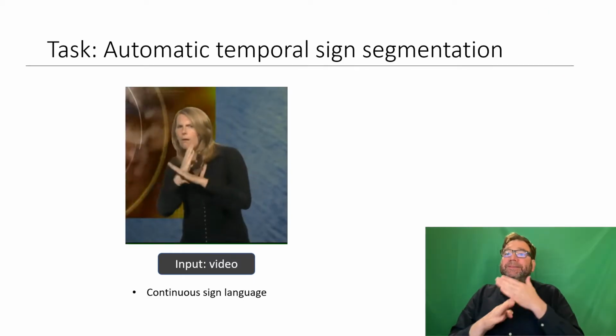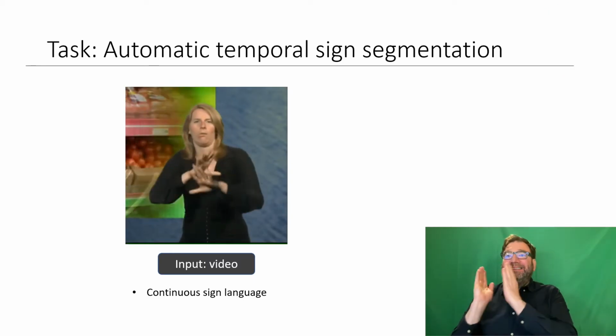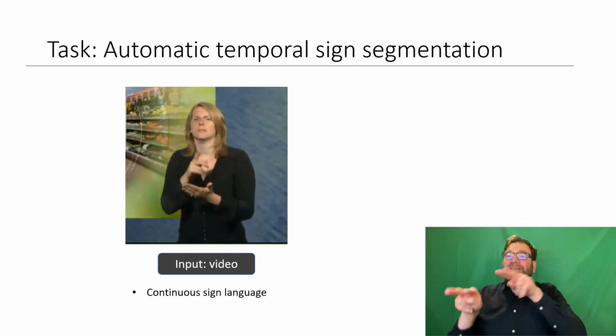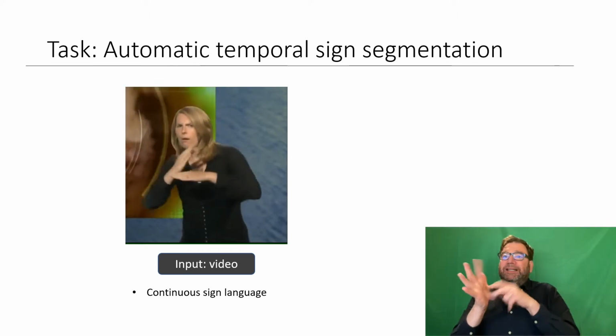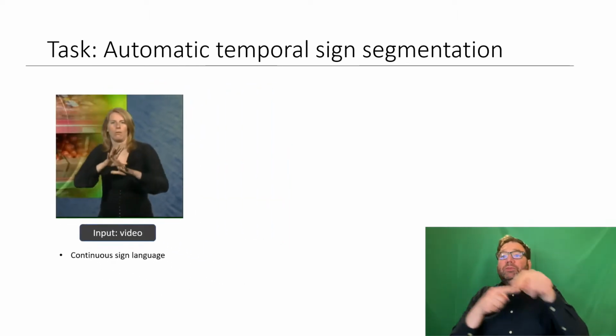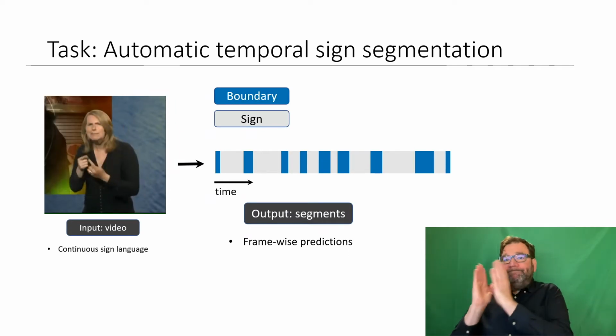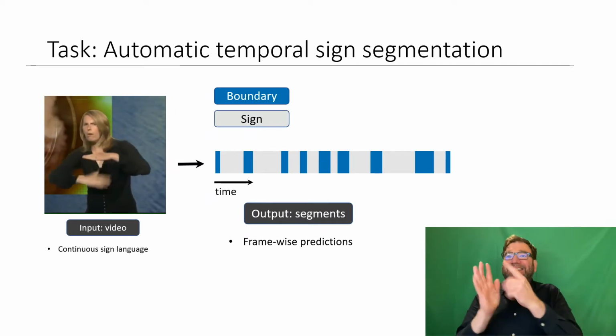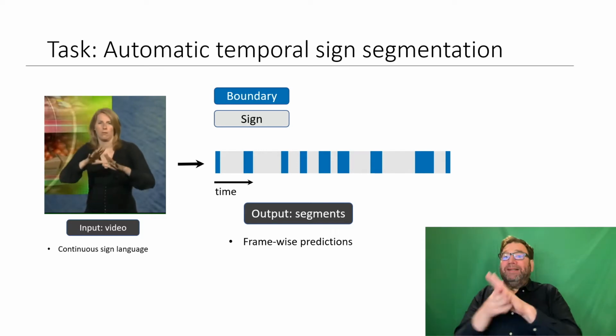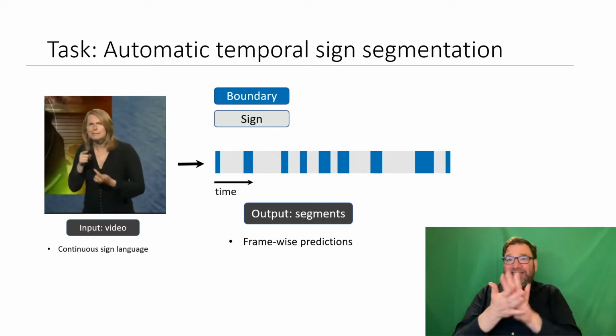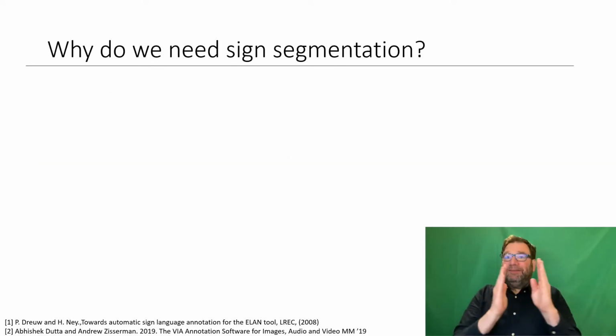The task of this work is to automatically segment sign language videos. For this we use videos of continuous sign language as input. In these videos we want to detect boundary and sign segments, where a boundary represents the start and end time of each sign. Why do we need sign segmentation?